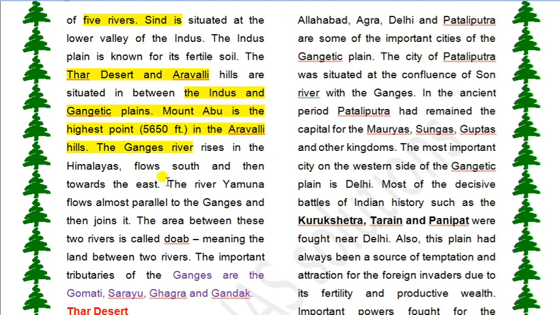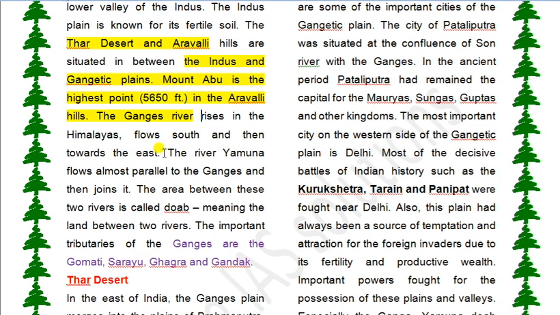The Ganges river rises in the Himalayas, flows south and then towards the east. The river Yamuna flows almost parallel to the Ganges and then joins it. The area between these two rivers is called Doab, meaning the land between two rivers. The important tributaries of the Ganges are the Gomati, Sarayu, Ghagra, and Gandak.